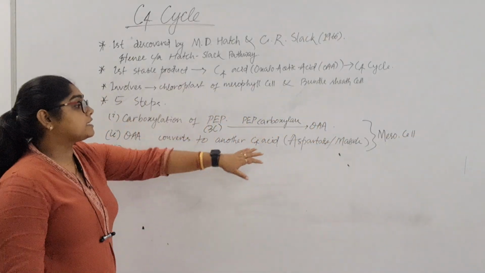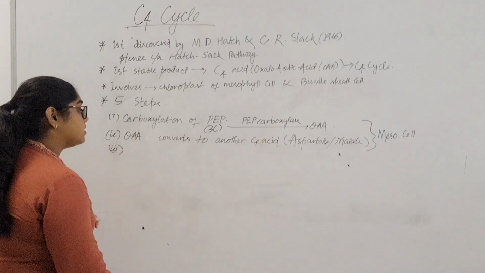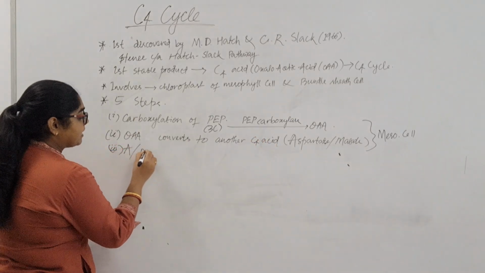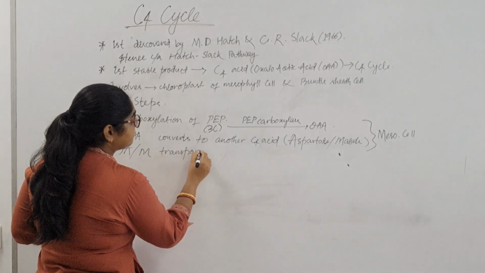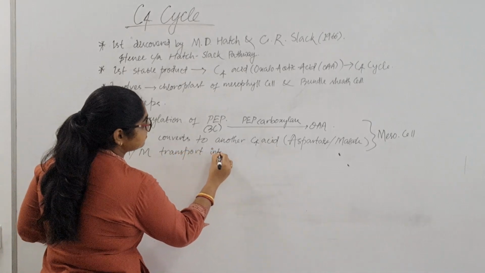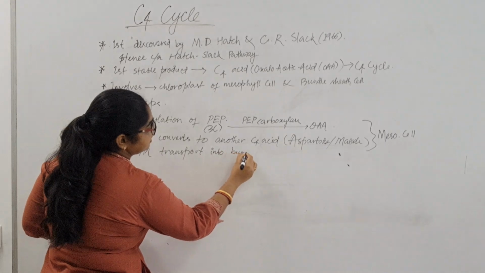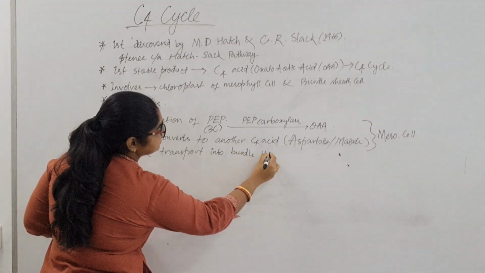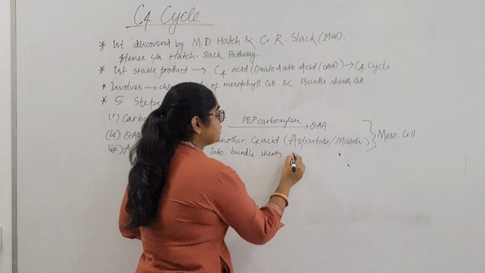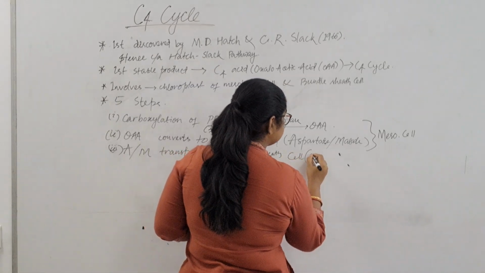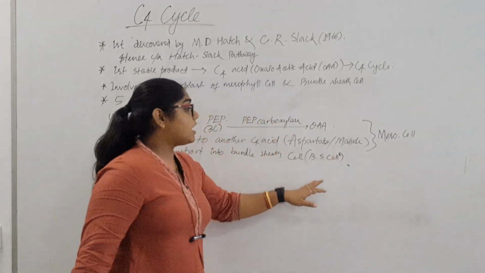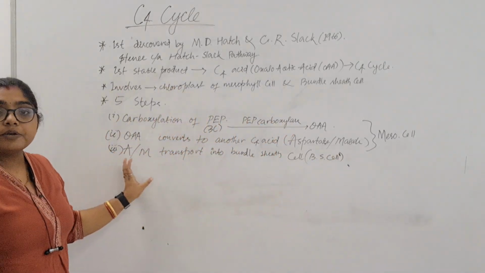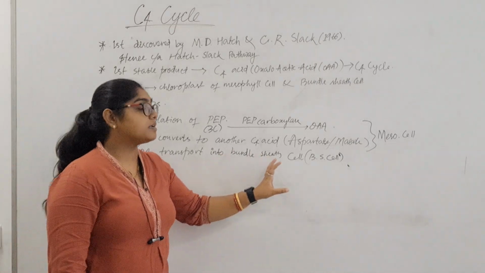Then this aspartate or malate will be transported into the bundle sheath cell. Here the bundle sheath cell is denoted as BS cell. Now this aspartate or malate will be transported into the bundle sheath cell.